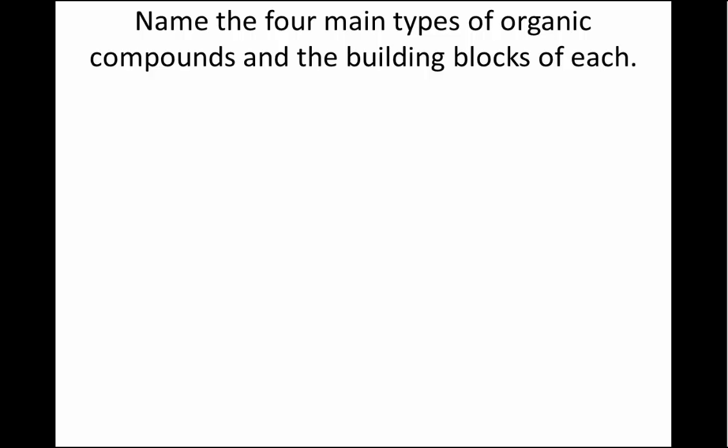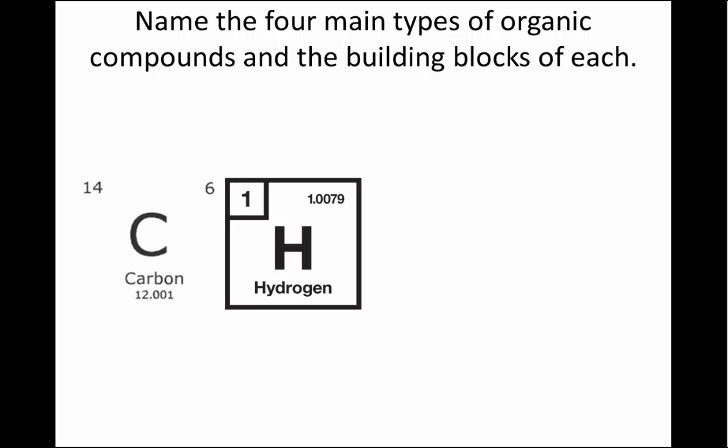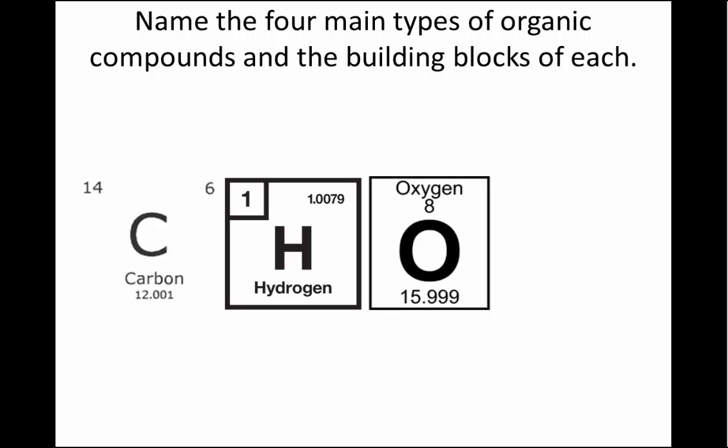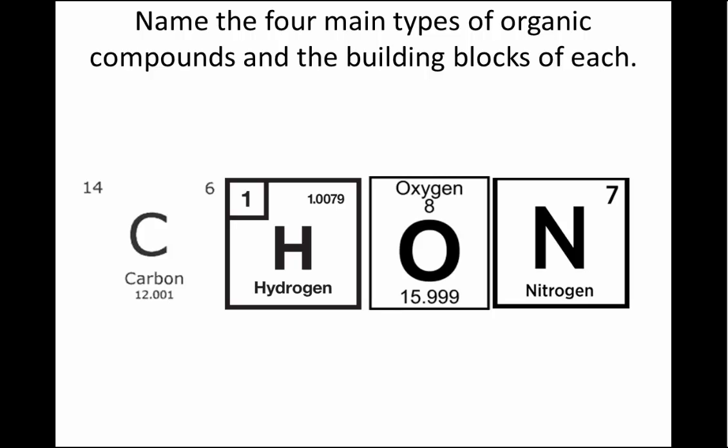There are four elements that are particularly important to humans. We'll talk about other elements and ions throughout this course and how they relate to physiology and anatomy. But the four main elements are carbon, hydrogen, oxygen, and nitrogen.